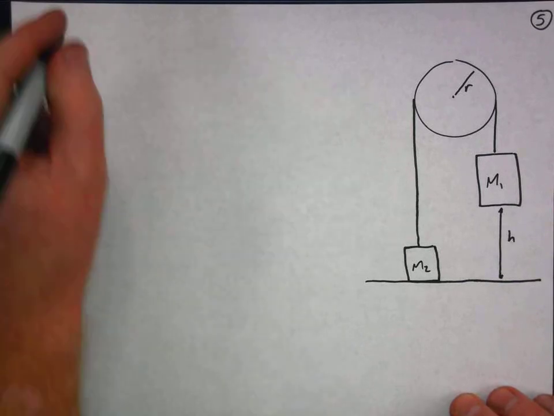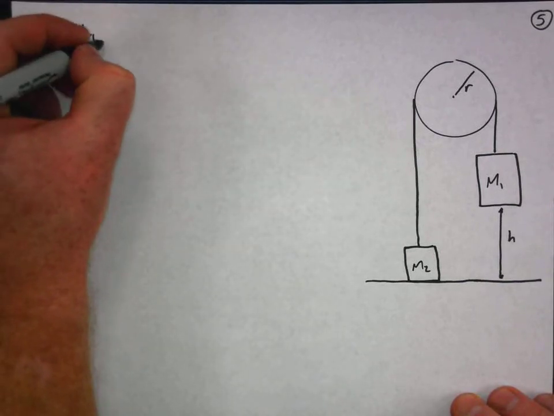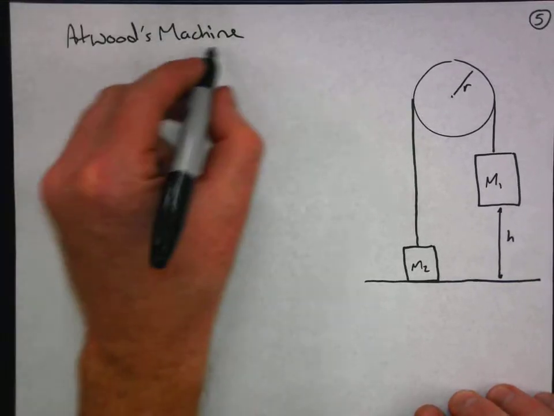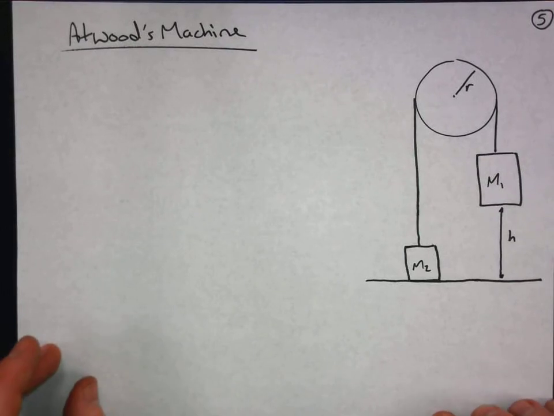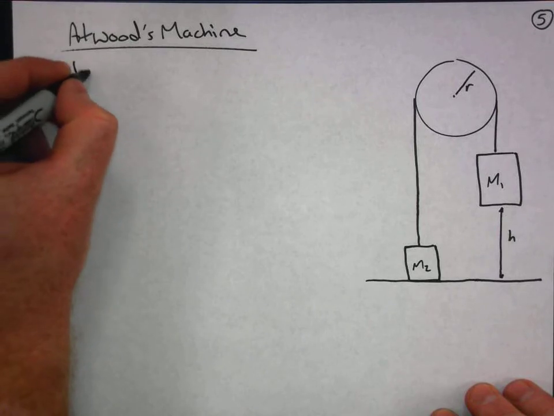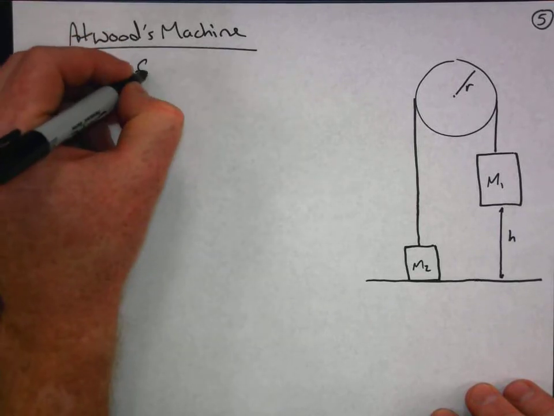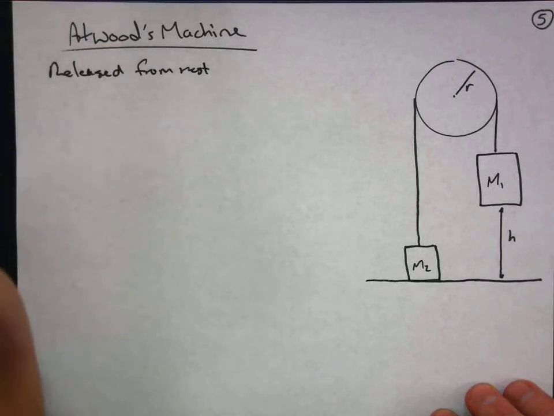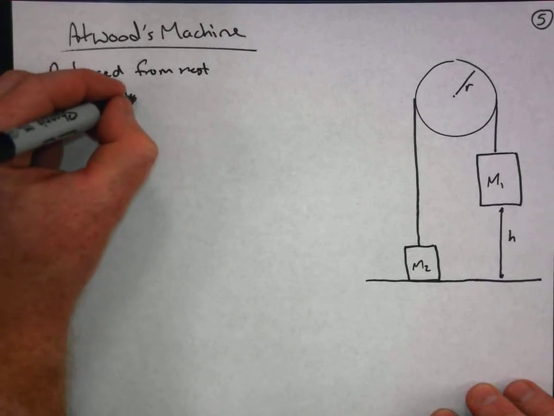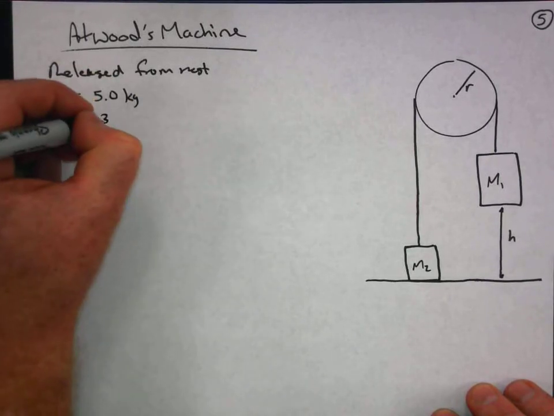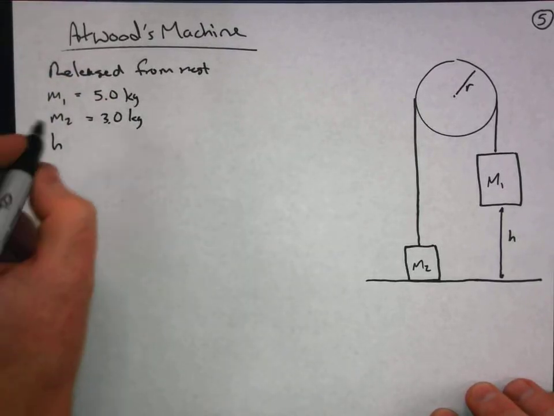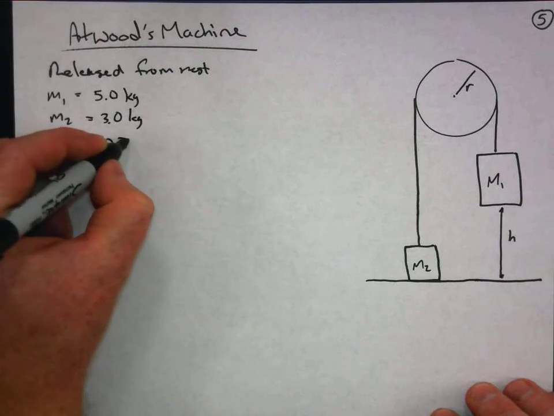So in this example, though, let me be specific here for you. We're going to release it from rest. Just jotting down some basic information. Release from rest. The two masses, M1 will be 5.0 kilograms. M2, let's say 3.0 kilograms. Let's make the initial height of M1 3/4 of a meter, 0.75.